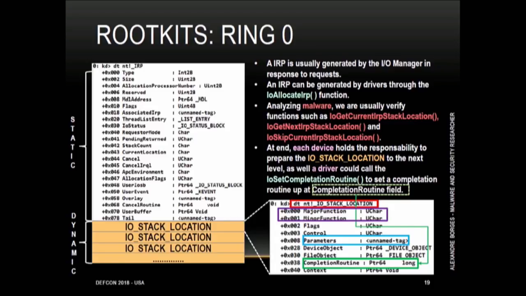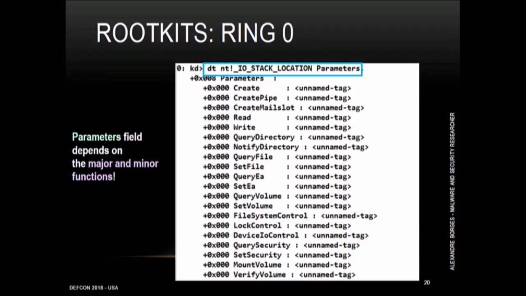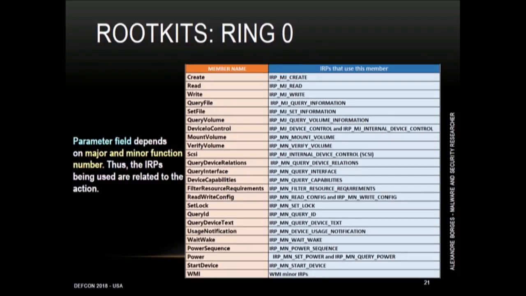At the right bottom, we have the IO stack location structure, composed of the major function. The major function holds the pointers to dispatch routines, parameters field, and completion routines field. Parameters fields depend on the major and minor functions. So in this slide, we have the structure of the parameters fields. In the next slide, we have a complete list of IRP types. So easy.